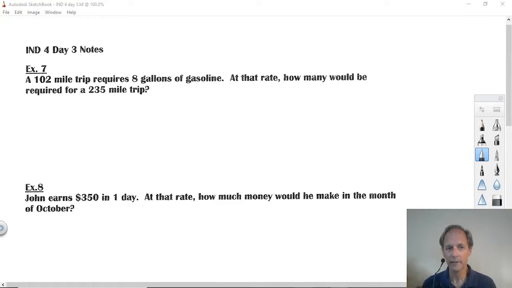Now we'll assign a variable, and we're looking for how many gallons for the 235-mile trip. And so we'll make that x. I think G is just a little harder to read. It looks like it could be a 9 or something. So we'll go with x. X equals gallons of gasoline for a 235-mile trip.